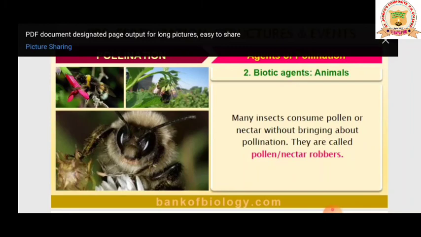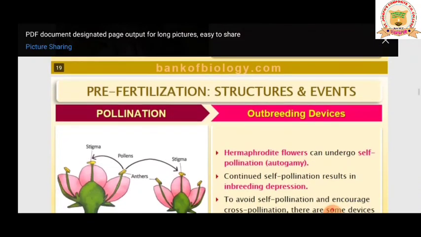One more question. What is a nectar robber or pollen robber? Many insects consume pollen or nectar without bringing about pollination. The insects that consume the nectar without bringing pollination are termed pollen robbers or nectar robbers.